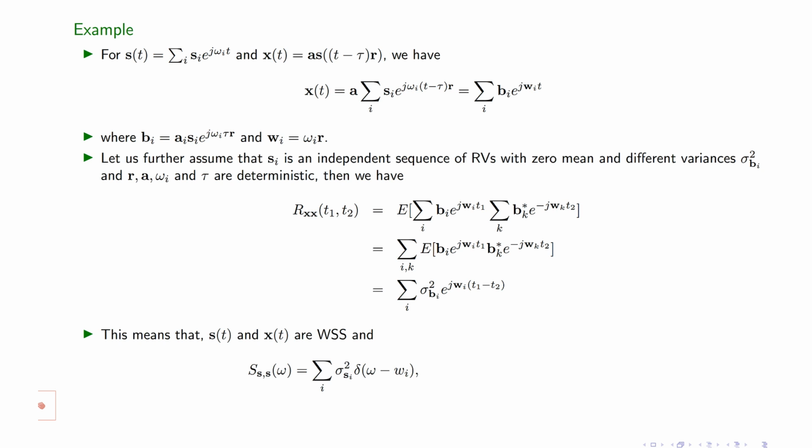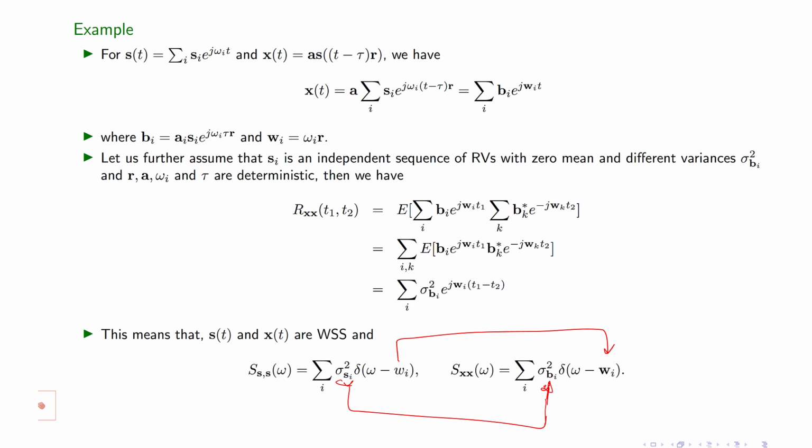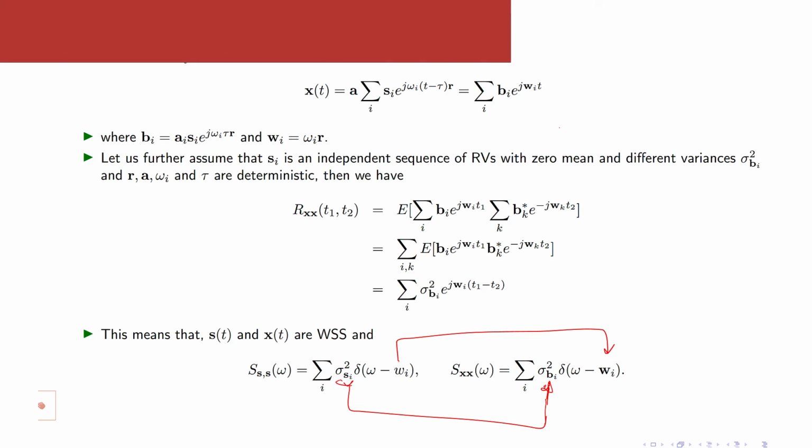So if you take the power spectral density of this one, you get this expression. And if you take this one, the power spectral density of this one will become this one. So this frequency omega I is converted to frequency WI, and then the variance of SI is converted to variance of BI. So they may be proportional and so on. Okay, and then you may be able to solve lots of practical problems using these relationships.